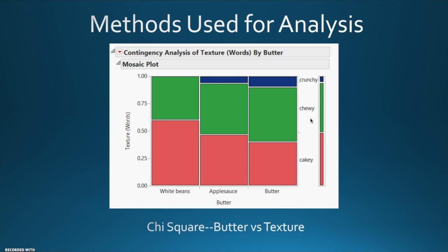So now looking at another mosaic plot, this one is actually butter versus texture. So the types of fat, again, we're using white bean, applesauce, or normal butter. We can see here that white bean was rated as more cakey, and for the applesauce, we can't really tell which one is more or less for chewy and cakey. So we'll have to look at the contingency table for that. And for butter, we can say that more is in the chewy area.